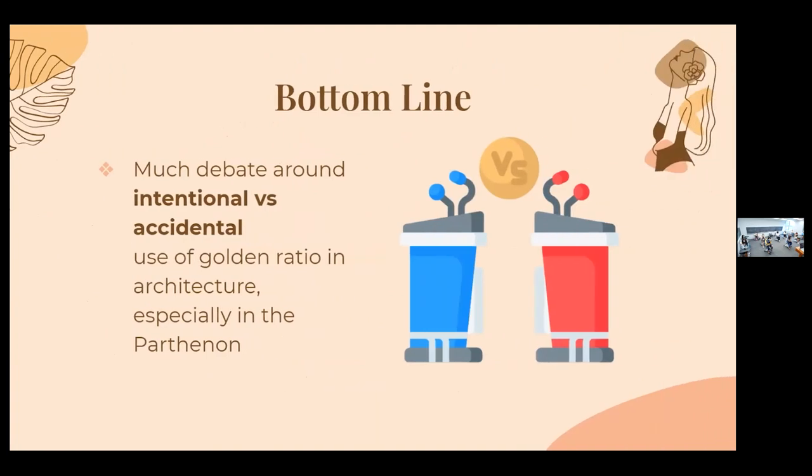However, there's a lot of debate around the intentional versus accidental use of the golden ratio in architecture, especially in the Parthenon. And this is furthered because there are no historical records of the original plans of the Parthenon.